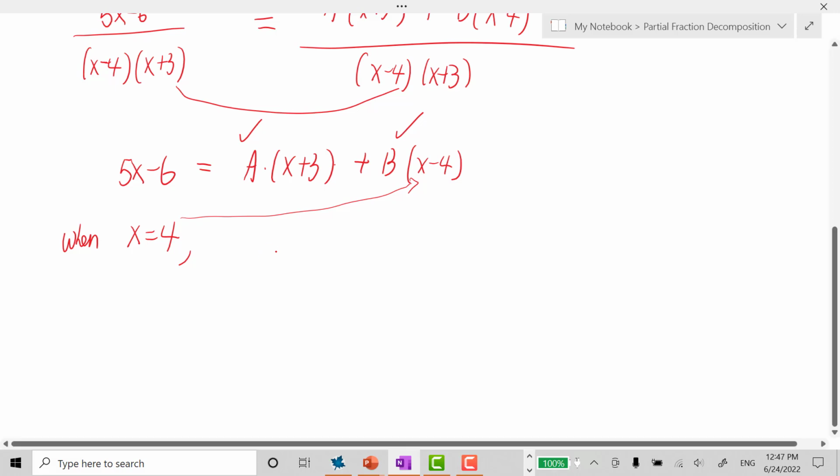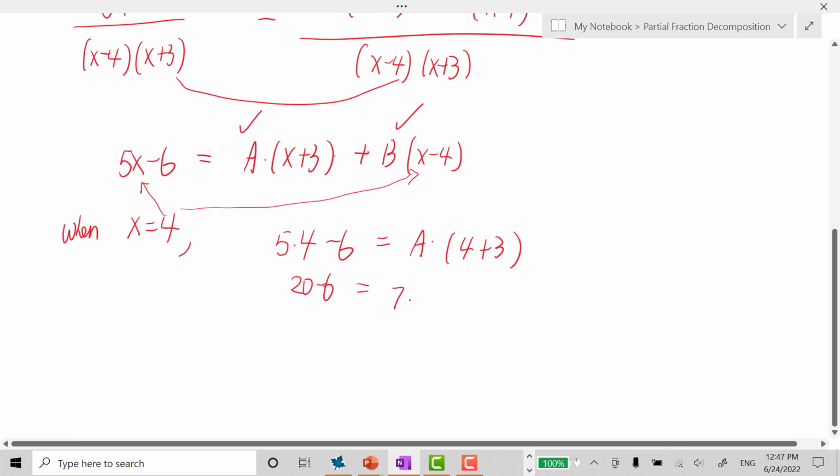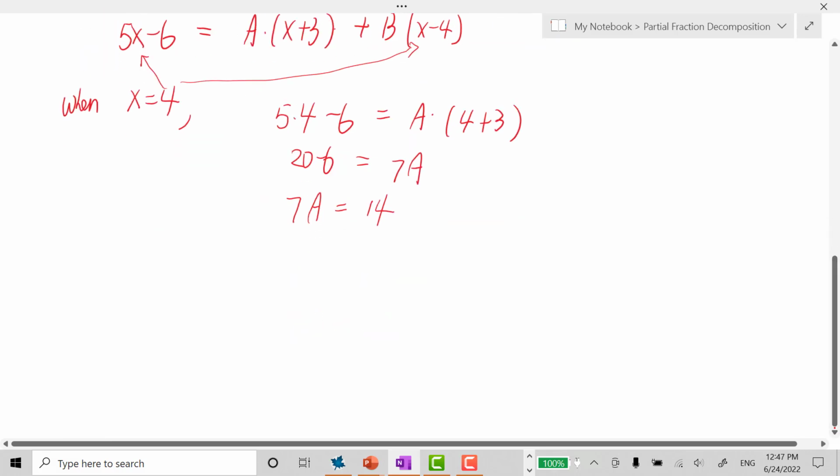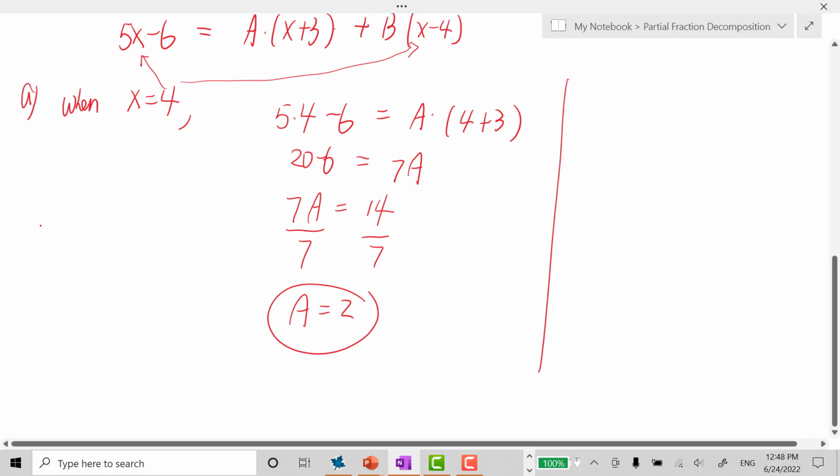So we have on the left-hand side, 5 times 4 minus 6, equal to a times 4 plus 3. So this is 20 minus 6 on the left, 14. On the right is 7a. That means 7a equals 14. And from here, we divide both sides of the equation by 7, so a equals 2. So that's how we get the value of a.